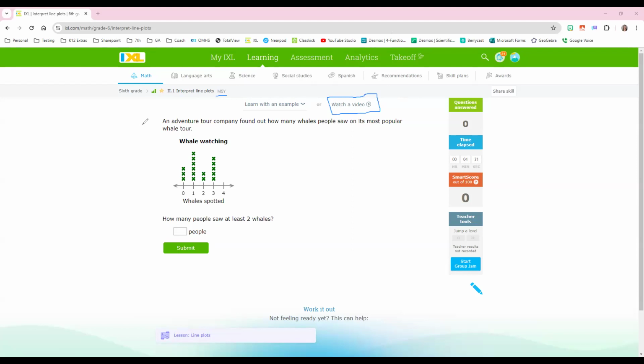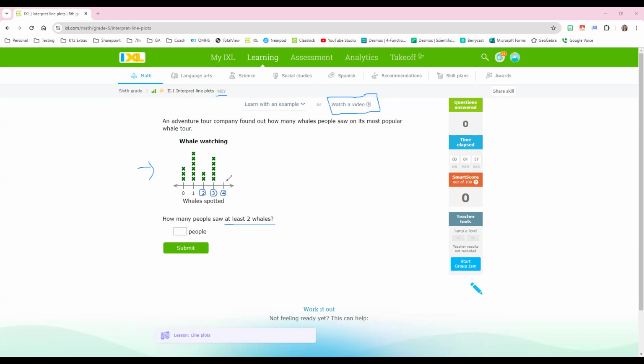It says, an adventure tour company found out how many whales people saw on its most popular whale tour. And then here we have our line plot representing our data. Then our question is, how many people saw at least 2 whales? Okay, I'm going to zero in on this question. It says at least 2 whales. So they could have seen 2 whales, or they could have seen 3, or they could have seen 4, because all of those are at least 2.